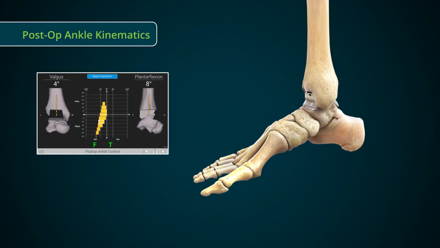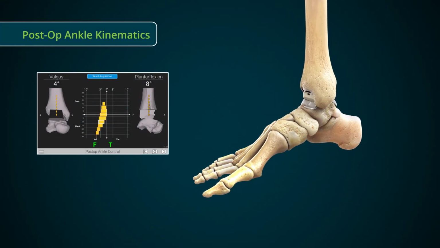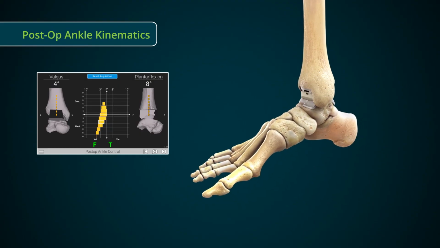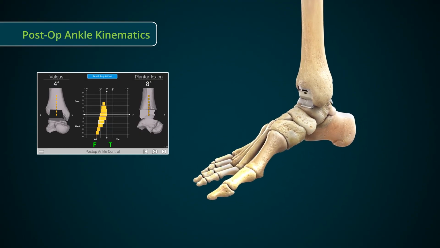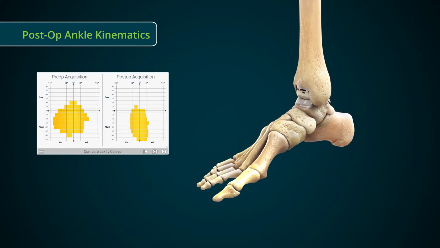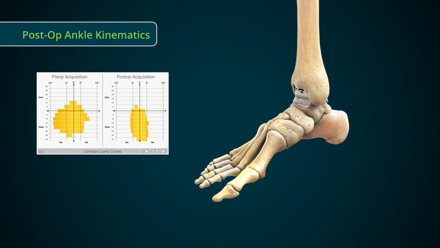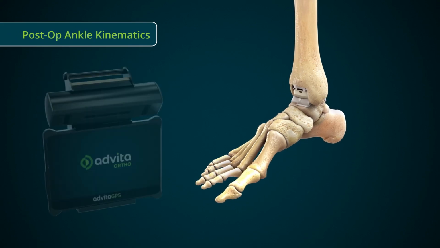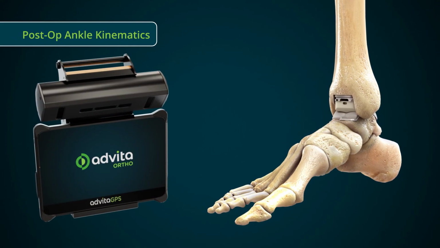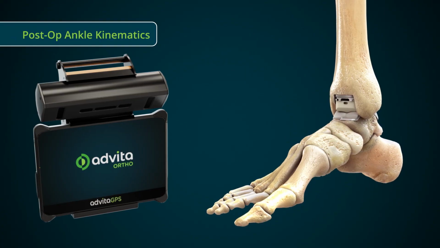Develop a postoperative laxity curve by repeatedly moving the foot through range of motion while varying the varus-valgus position. The preoperative and postoperative acquisitions are shown for comparison. Complete the surgery by following the remaining steps in the respective vantage ankle technique.